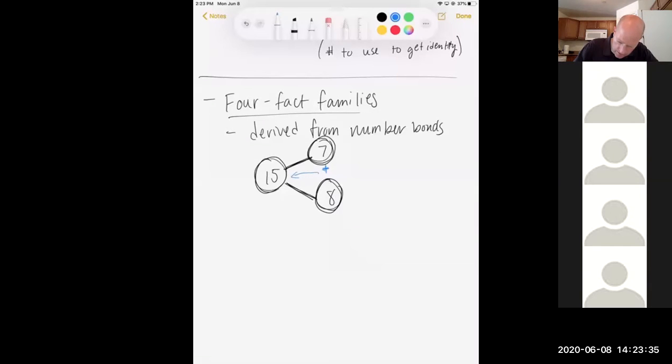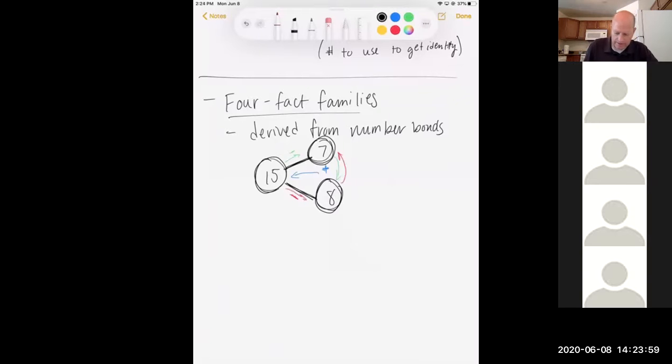What you can also do with the number bond is you can look at the subtraction part. So if you subtract 15 minus 7, you get 8. Or if you subtract 15 minus 8, you'll get 7. Okay. So the number bond itself is just the black part. I drew in some arrows to show the directions that you can look at.